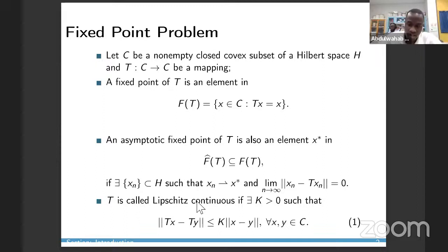For example, if the constant k is in the interval [0, 1), then inequality one reduces to T being a contraction mapping, which is also a very important operator, especially in engineering applications, where most problems of partial and ordinary differential equations can be formulated and solved as a fixed point problem of a contraction mapping. We can also see here that, in particular, if the constant k is equal to 1, we have what is called a non-expansive mapping.